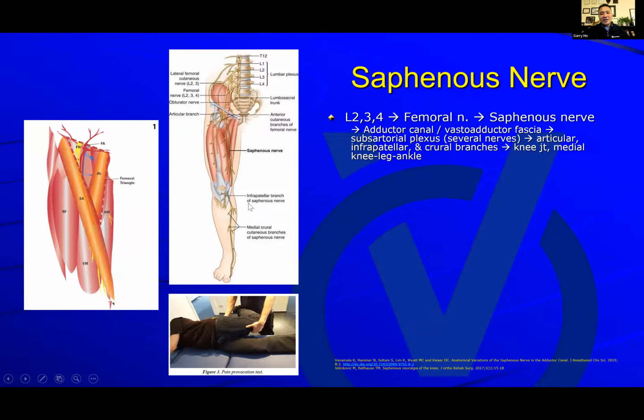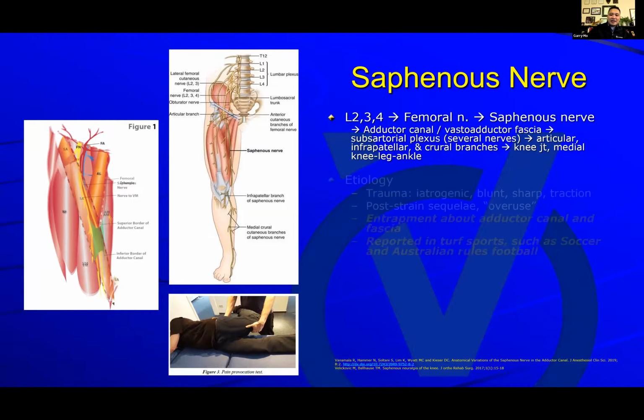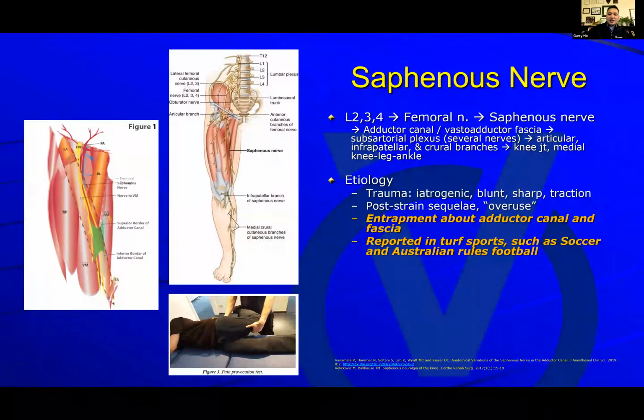At the knee region, the saphenous nerve gives off infrapatellar branches and then sends its terminal crural branch, also known as the sartorial branch, down the medial aspect of the lower leg and ending up as the medial cutaneous nerve of the foot. And so you can get symptoms that radiate there along its entire course. People can injure this by blunt trauma.